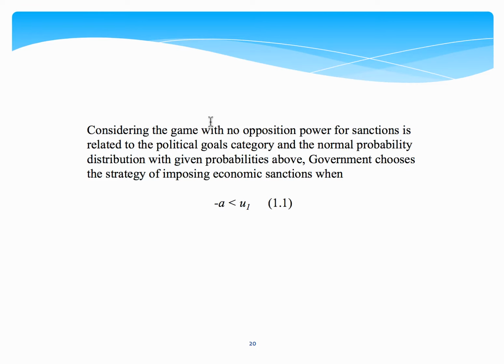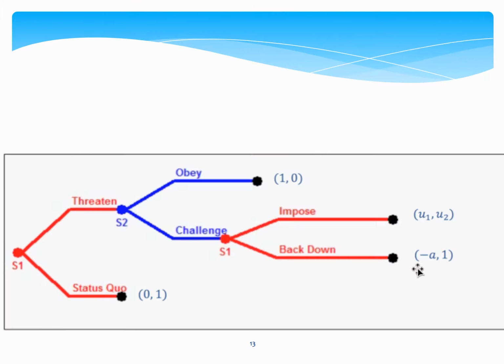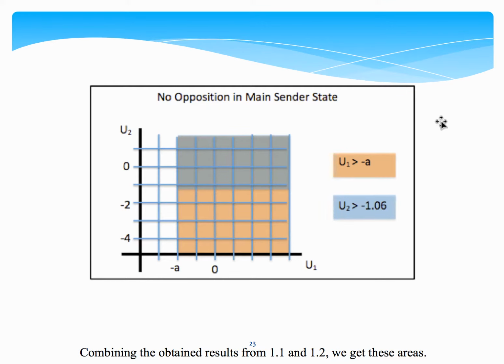And then also in model 1 with no opposition, the government chooses the strategy of imposing sanctions only when minus A is bigger than U1. So here we need to look at it again. If minus A is bigger than U1, then the government backs down. If U1 is bigger than minus A, then the government imposes sanctions. So if I plug those two values into the graph, then I get these results. U1 is the payoff for the first player, the sender, and U2 is the payoff for the second player, the target. So this is the combination of payoffs for these players.